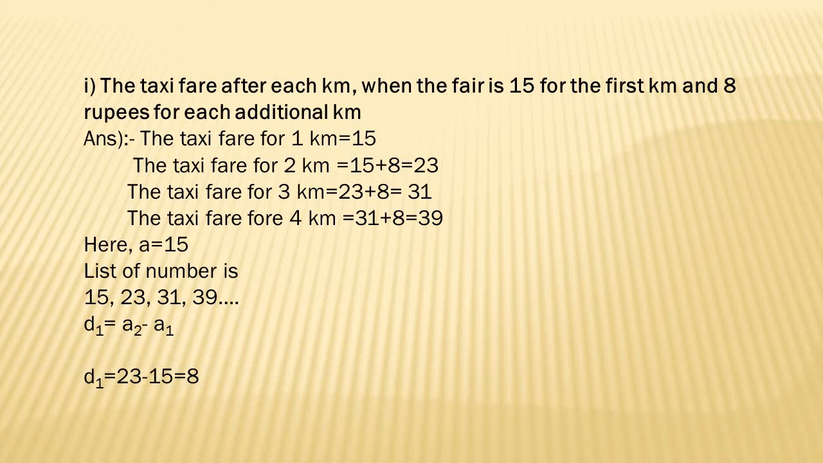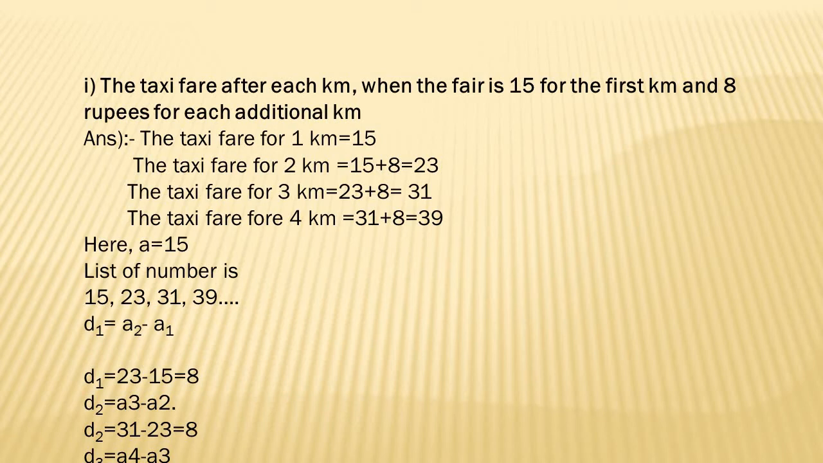Next, we have to find it for the next terms too, right? So, D2 being A3 minus A2, which is the third term minus the second term. Third term is 31, right? And the second term is 23. Just subtract, which gives you 8 rupees. Again, next is the fourth term minus the third term. Again gives you 8 rupees.